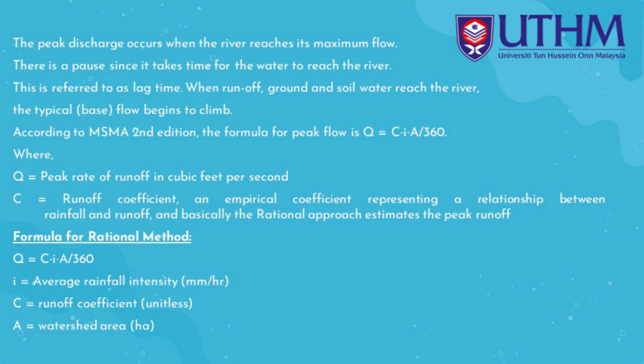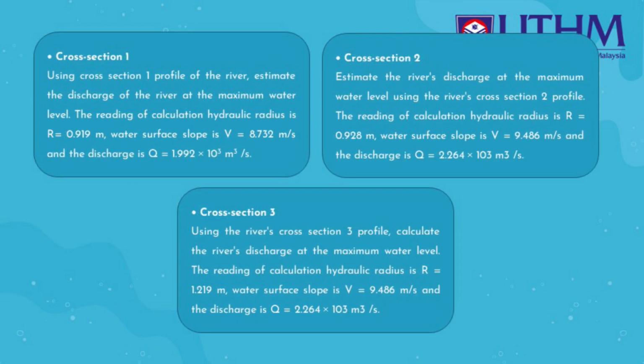In this part, we use the formula for peak flow according to MSMA second edition, which is Q equal to C multiplied with I multiplied with A divided by 360. This formula is also known as the rational method. For each symbol, C represents the runoff coefficient, I represents the average rainfall intensity, and lastly A represents the area of the watershed. These are the values of the discharge water Q that we obtain for each section, section 1, 2 and 3.